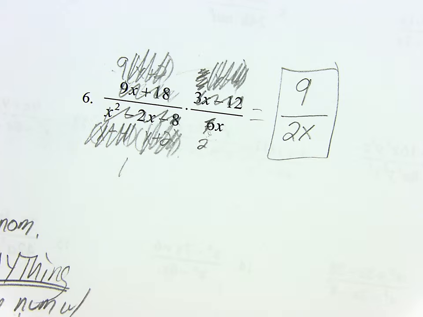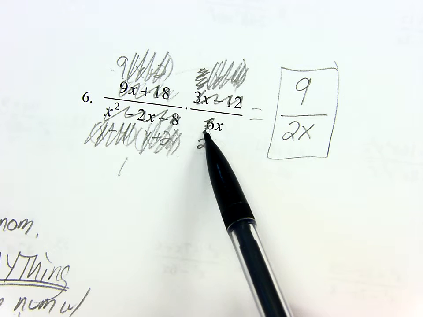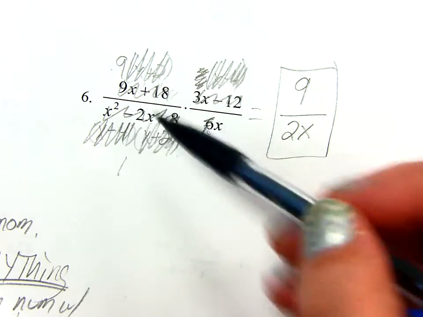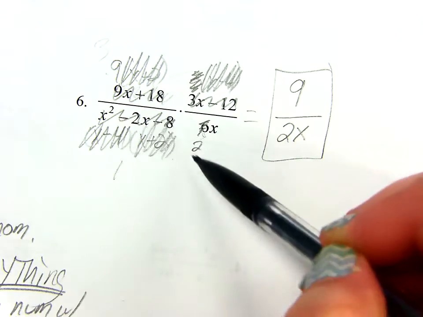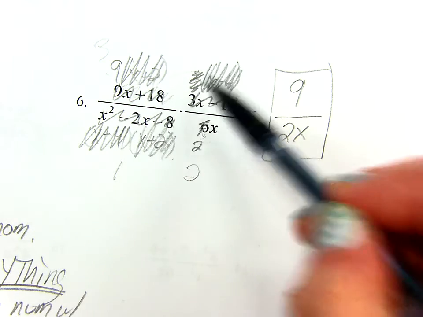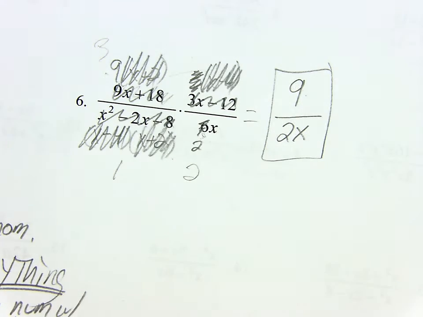Where did the 3 cross out? I did 3 with the 6. Yep. You could have done 9 with the 6, you'd have 3 over 2, and then you'd have 3 times 3, and you still get the 9. Either way. So I have a 27 over 6x. I could reduce. Yes.